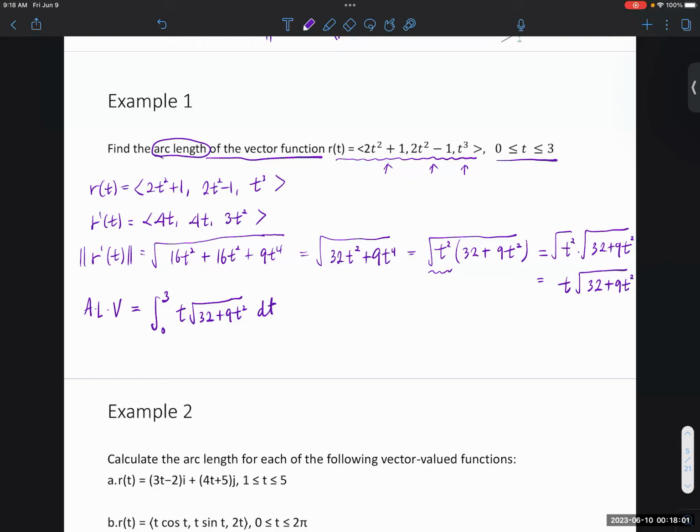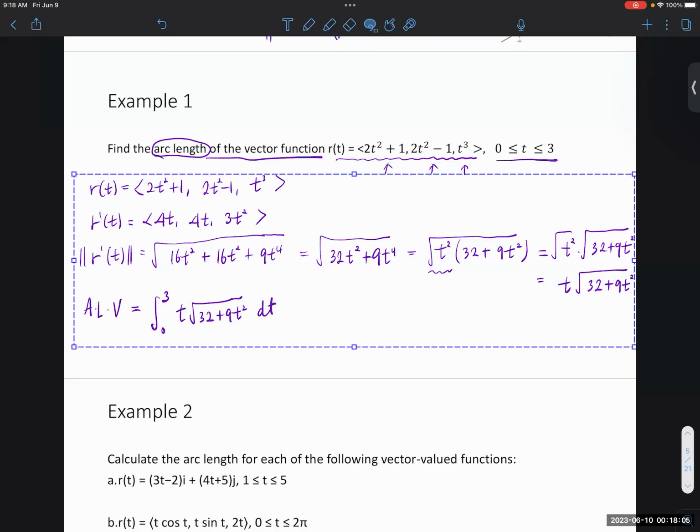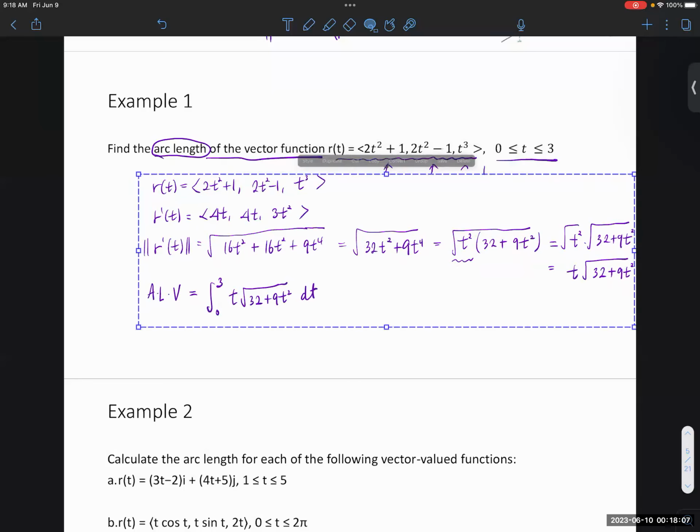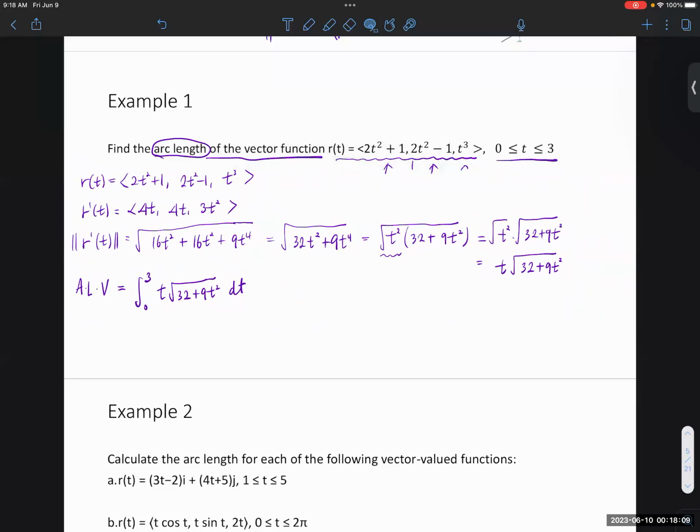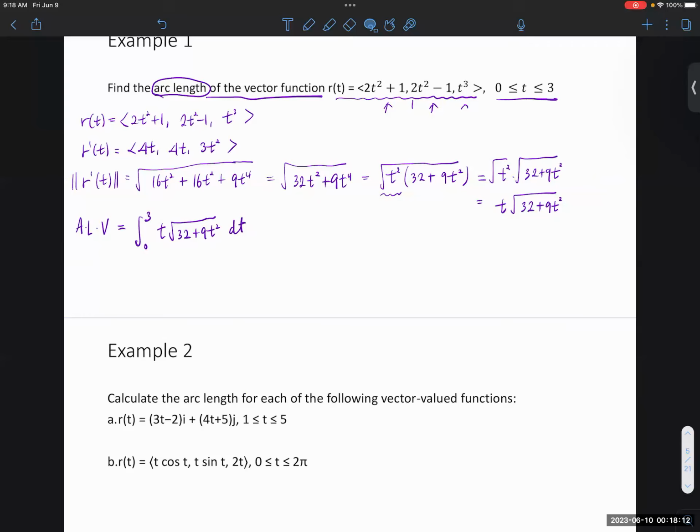So now what are you going to do? This is a little bit of an integral technique, so let me minimize it. What happened? I'm going to use the u substitution because of the 32 plus 9t to the second power. So we're literally using the u substitution. Let u equal 32 plus 9t to the second, du over dt, we're going to get 18t.